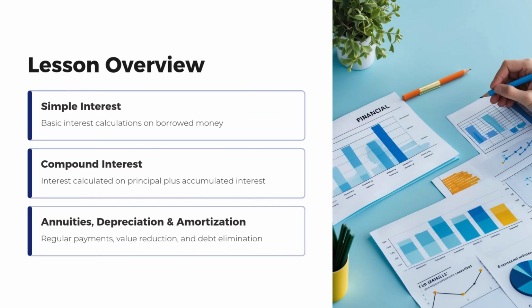Lesson overview. Simple interest: basic interest calculations on borrowed money. Compound interest: interest calculated on principal plus accumulated interest. Annuities, depreciation and amortization: regular payments, value reduction, and debt elimination.